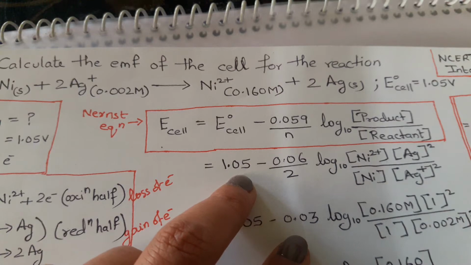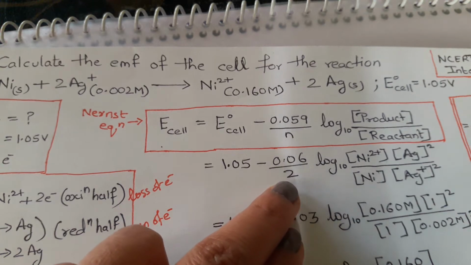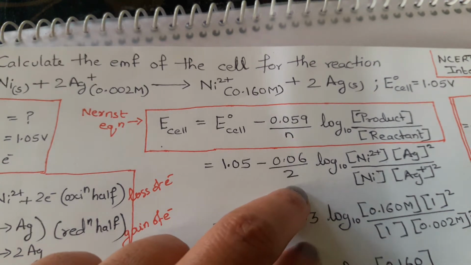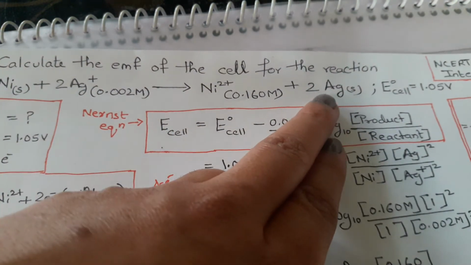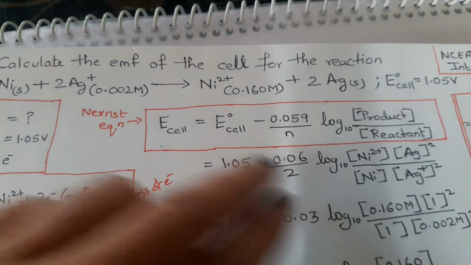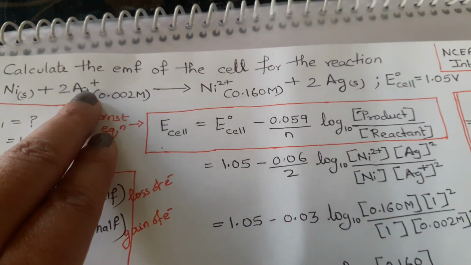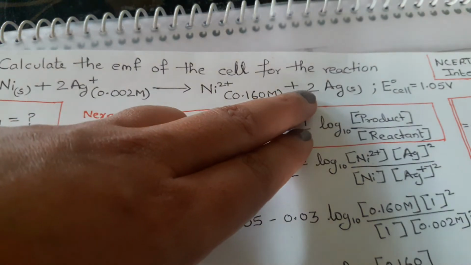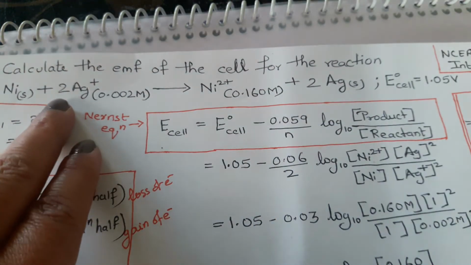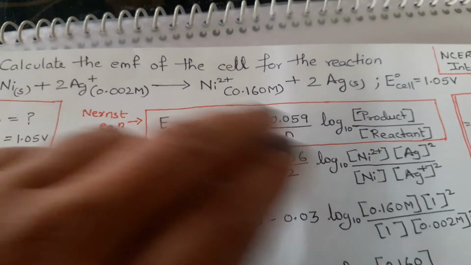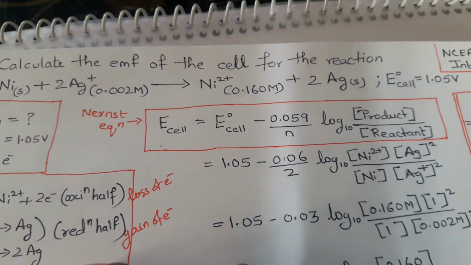The standard cell potential, that is E naught cell, given is 1.05 volt. And the number of electrons we found out is 2. And here the concentration of product is Ni2+ and Ag, upon the concentration of reactant, which is concentration of nickel upon concentration of Ag+. Now as we know, Ag has the coefficient 2 and Ag+ also has the coefficient 2, so we write here raised to 2 for their respective concentrations.